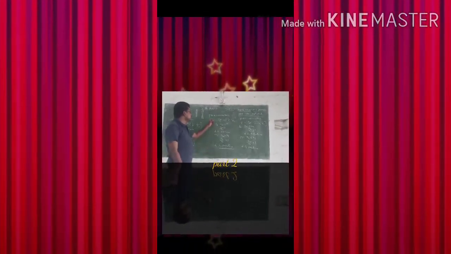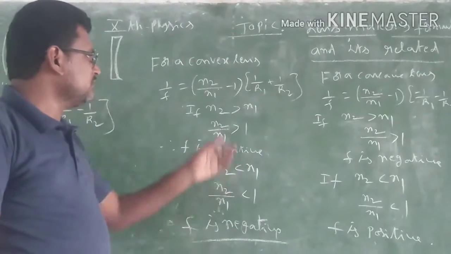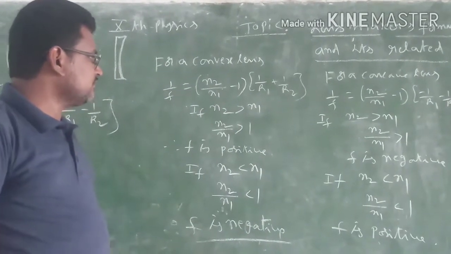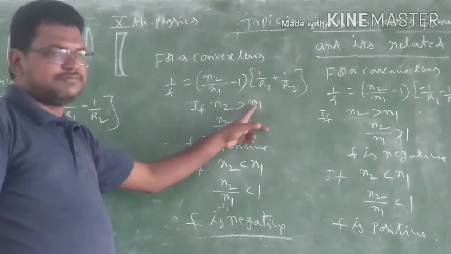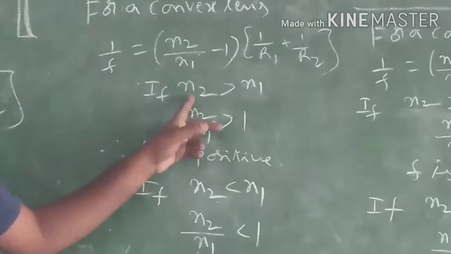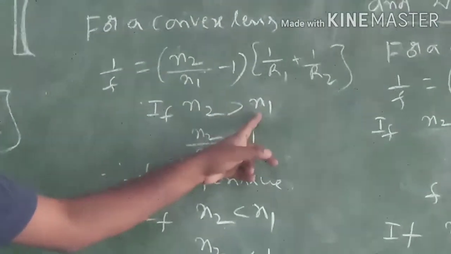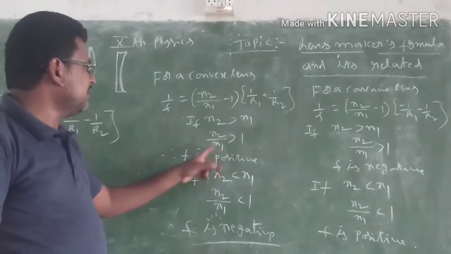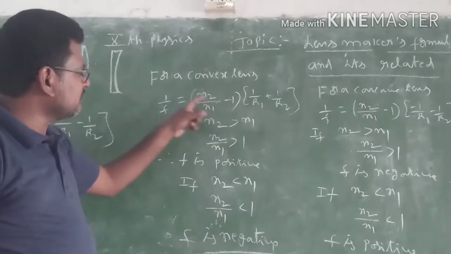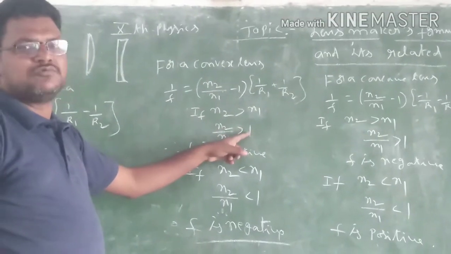Now let's see here, for a convex lens, 1 by f is equals to n2 by n1 minus 1, 1 by R1 plus 1 by R2. Just before I explain, suppose if n2 is greater than n1, where n2 is the refractive index of the lens. If the refractive index of the lens is greater than the refractive index of the medium in which the lens is kept, then n2 by n1 is greater than 1.